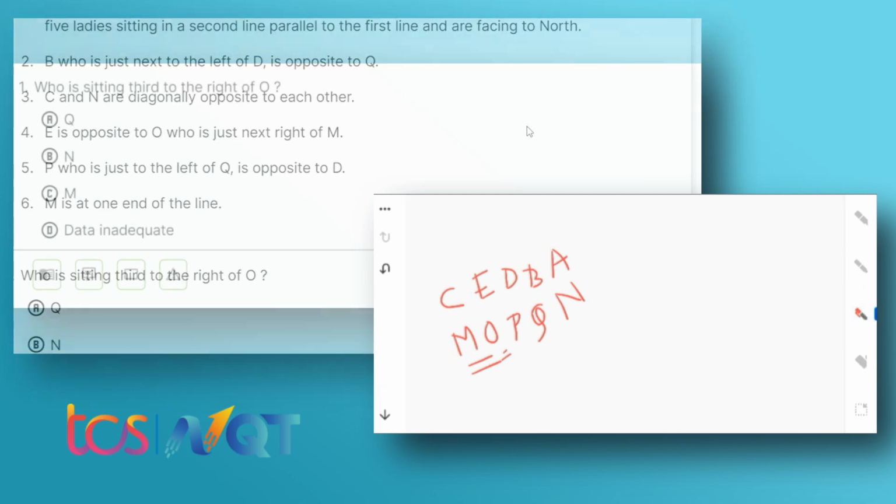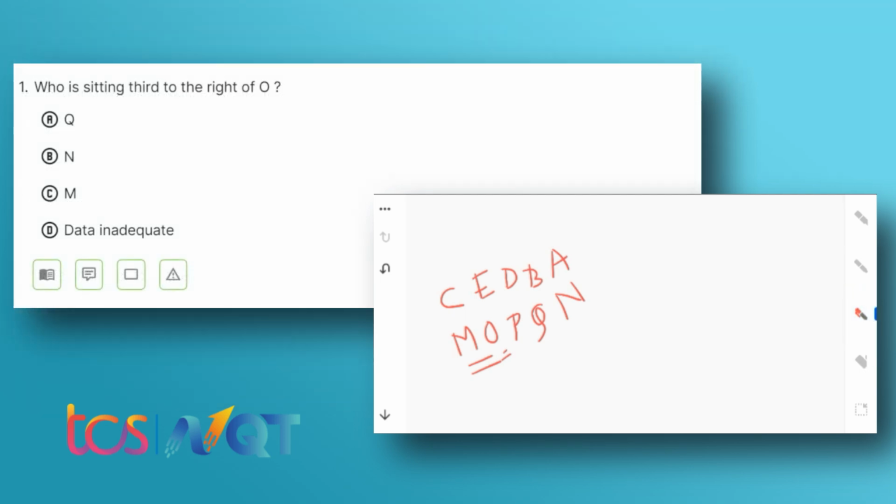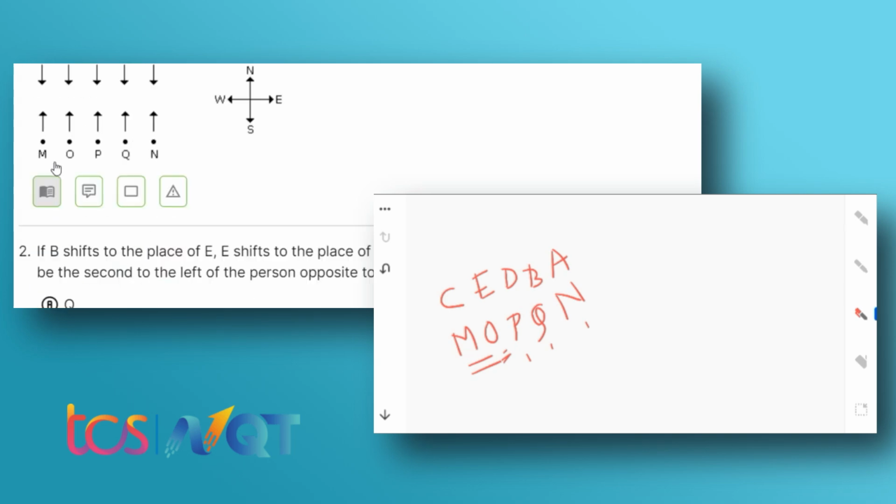Okay, so who is third to the right of O? That means O is here and first, second, third, right? So N is the third. Okay, so the correct answer will be N. Okay, so let me click it and see if this is right. Okay, so let's go to the next question.